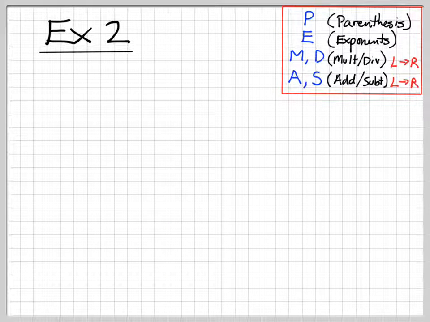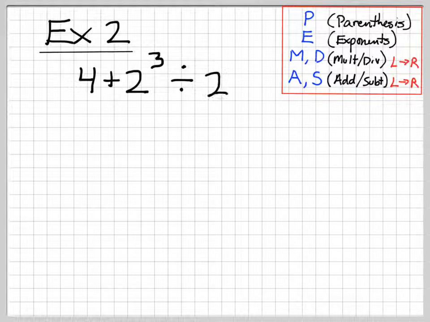Okay, example 2 is 4 plus 2 cubed, or we say 2 to the third power, divided by 2. Okay, going through my problem. P, I see no parentheses. I can skip it. E, exponents. I do see exponents right here. Positive 2 cubed.